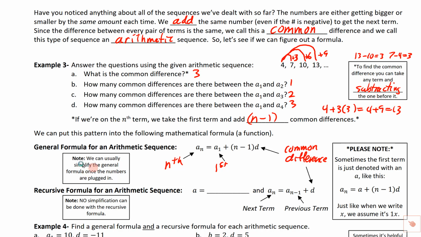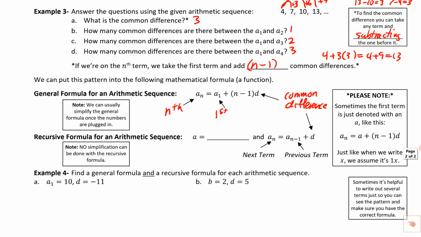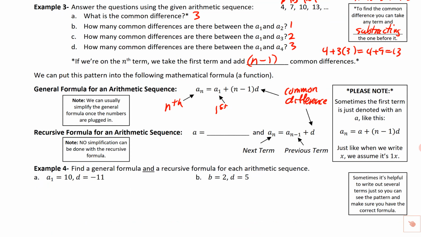We usually simplify these formulas once we plug all the numbers in, and you'll see how that works in just a second. I'm going to slide down here, and let's talk about how we can get a recursive definition. On a recursive definition for an arithmetic sequence, normally they give us just the first term. And you'll notice that I didn't put a 1 down here. Sometimes the first term is denoted just with an A, kind of like we did right here. We could just get rid of that 1.